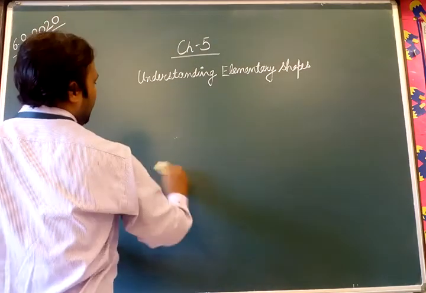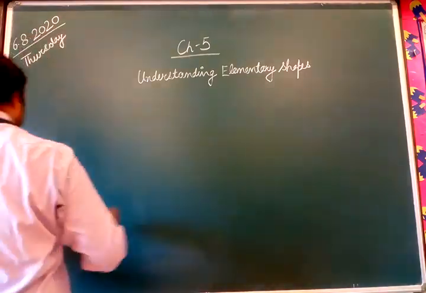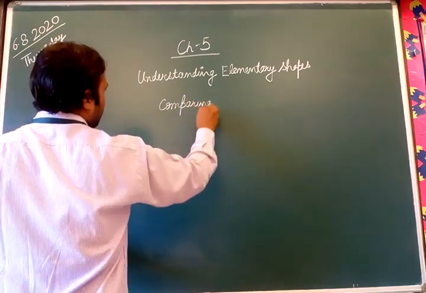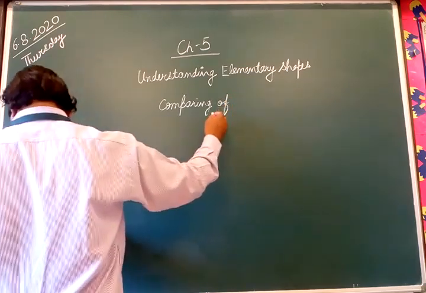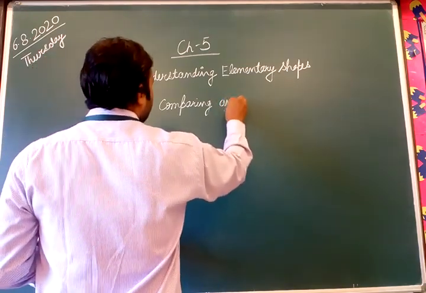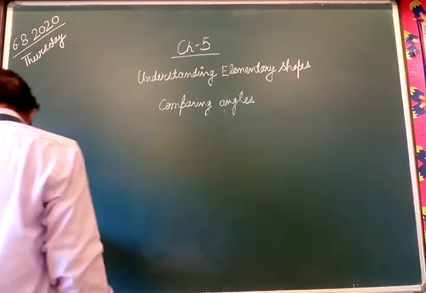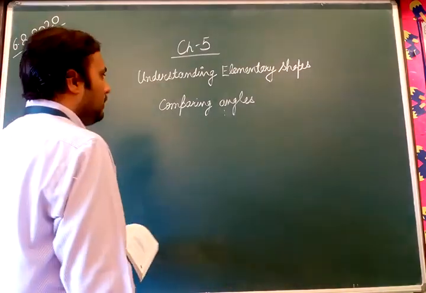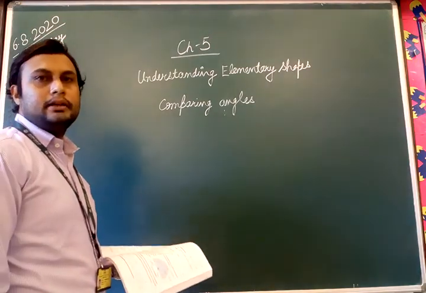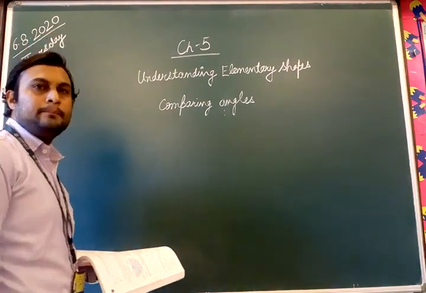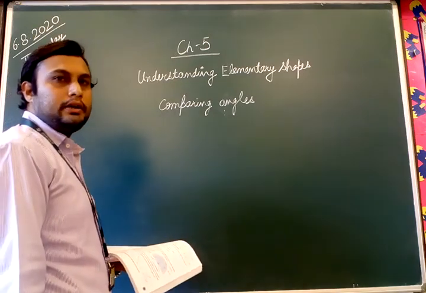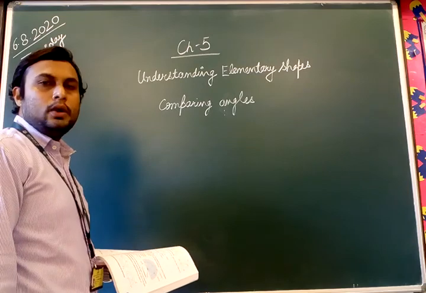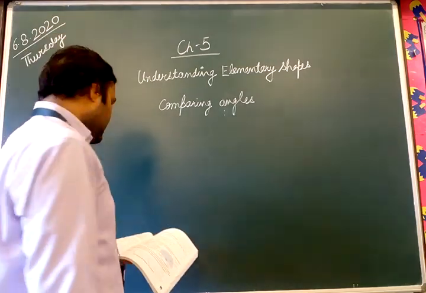Comparing of the angle. How can you compare the angle? You can compare two angles. Angle can be compared either by inspection or tracing. Two methods are there: by inspection, by looking at them, and the second is the trace. You can overlap both the angles by which you can see which angle is greater, which angle is smaller.